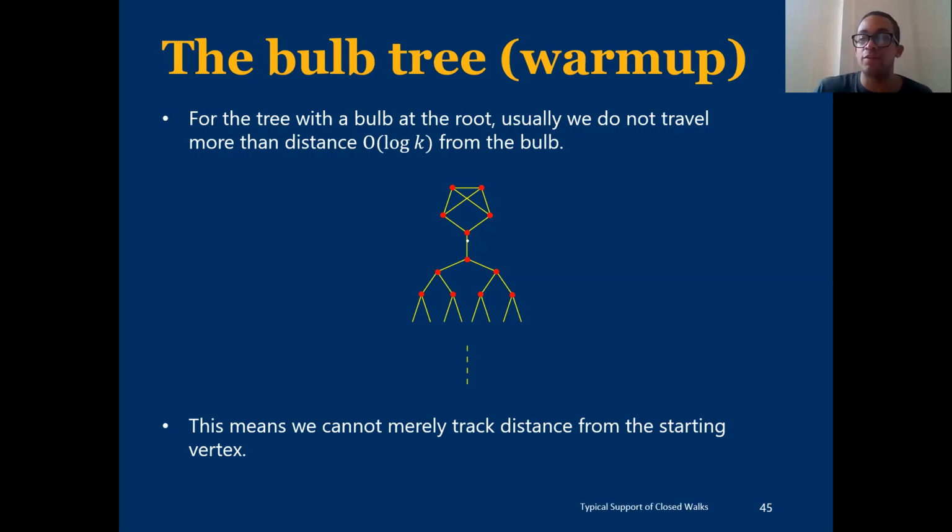So the example that really shows this is what we call the bulb tree. And we have this bulb at the top. And what we do is that we start at some vertex within the bulb.